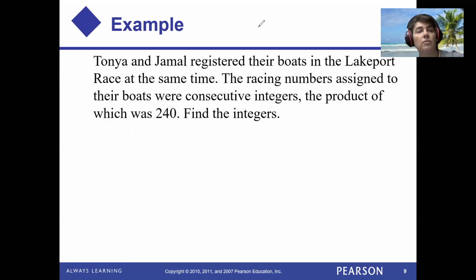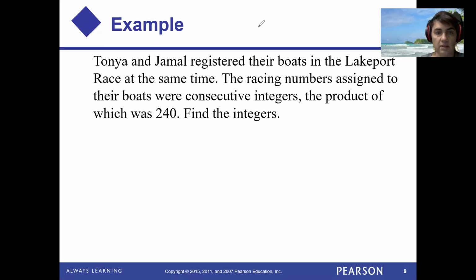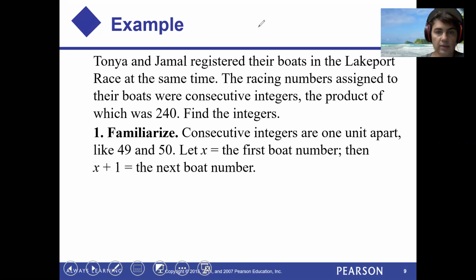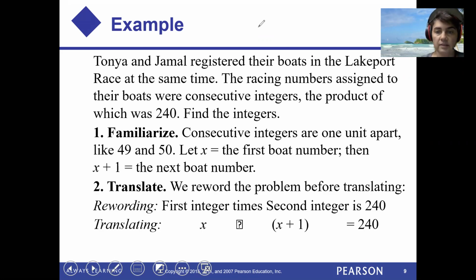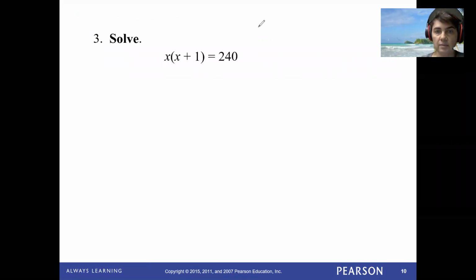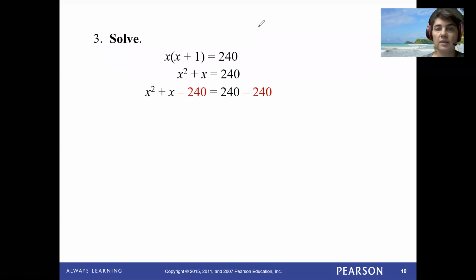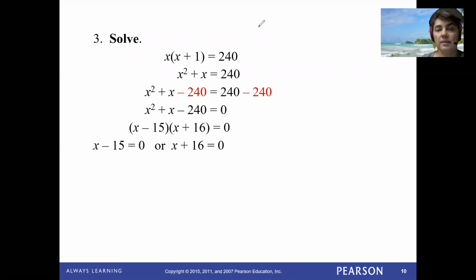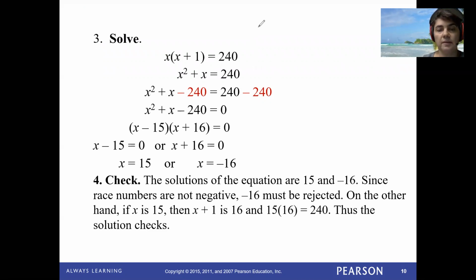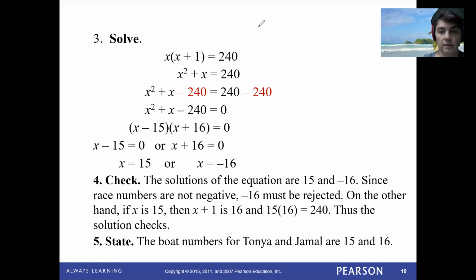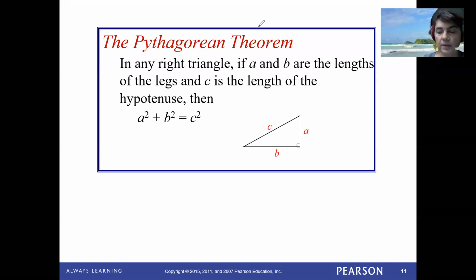Okay, let's see how the PowerPoint is going to put this nicely. It takes a little bit. Okay, here you go. Translate: x times x plus 1 is 240. Distribute, subtract, set equal to 0 after factoring. These are the numbers. Cancel the negative 16. And here you go. Okay, 15 and 16.